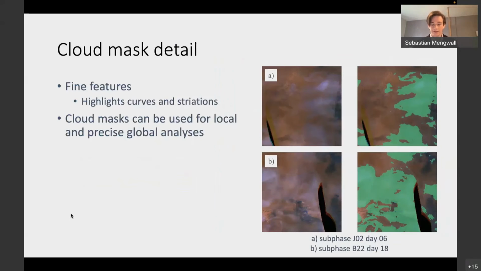Through these subdivisions, we can see the high resolution and the cloud mask detail that this model offers us. We can see fine features, and nice curves and striations throughout the clouds, as we can see in the upper right corner of A. Also, these cloud masks, because of their high precision, can be used for local and precise global analyses.